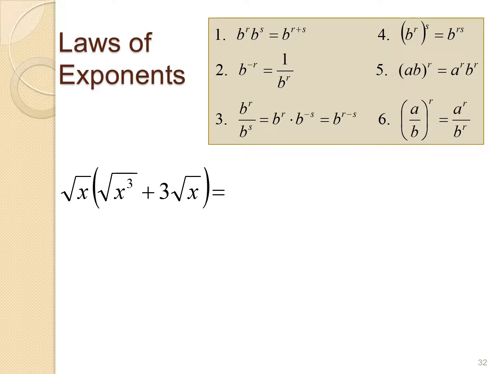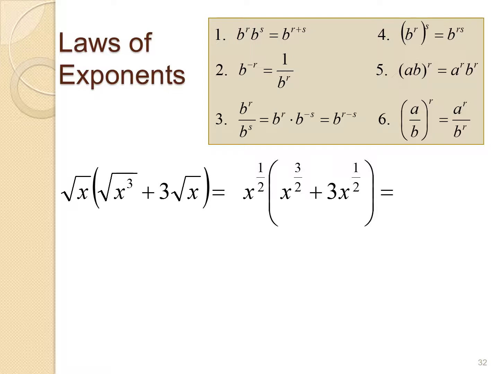Working with this one, it would be hard to find an answer for, but if we convert it to exponents, it makes it relatively easy. So the square root of x becomes x to the 1/2. The square root of x to the 3rd becomes x to the 3 over 2. And 3 times the square root of x becomes 3 times x to the 1/2. Review the earlier sections if you're not quite sure how I did that, but hopefully it makes sense.